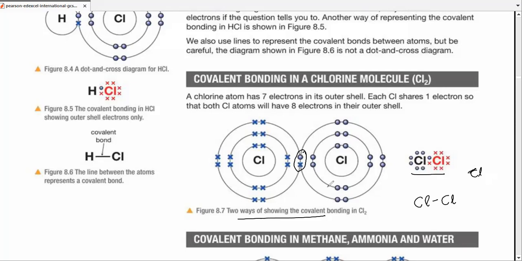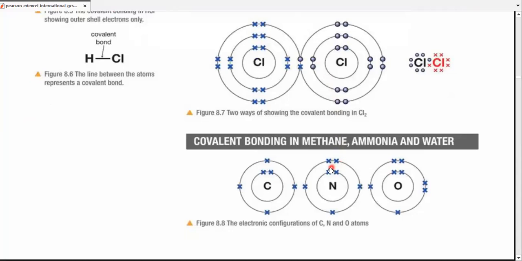So that's how we go with it. Let's discuss some other structures, a little bit bigger structures. Covalent bonding in methane, ammonia, and water.